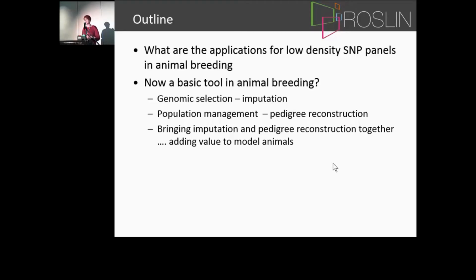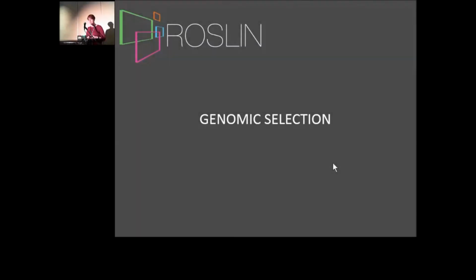So we can use them in genomic selection. We can also use them in population management through pedigree reconstruction. Our plans at the NARF are to bring these two elements together and add value to some of our avian model animal populations. So first of all, genomic selection.